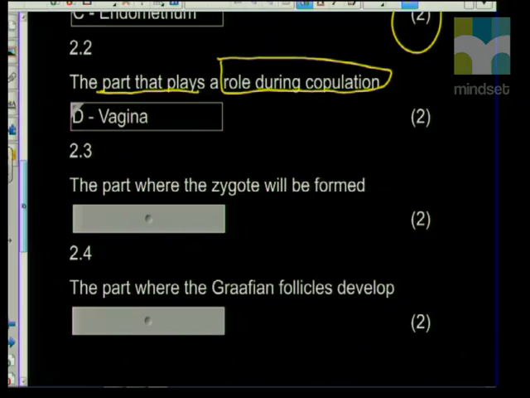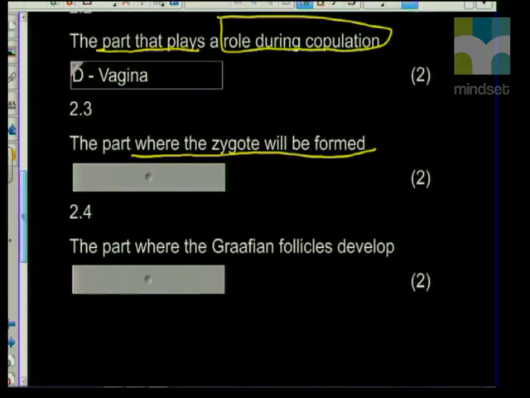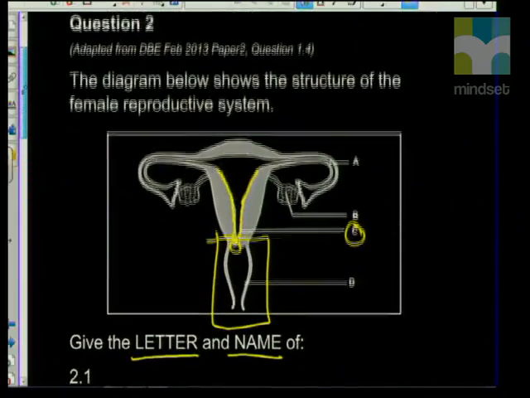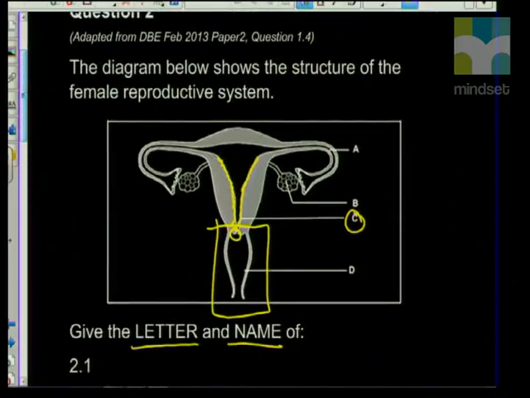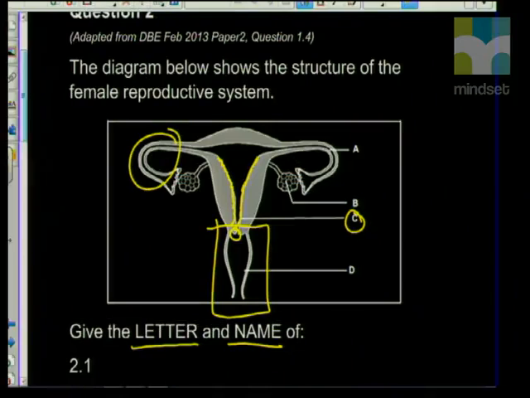Next one. What part will the zygote be formed? It's very, very simple. Up here, where is it formed? Simple thing. Where will it form? I want you to think of it carefully. Got it? Okay, it's in the fallopian tubes. That is exactly right. And if it's in the fallopian tubes, what letter would it be? It will be A. Remember, that is where fertilization takes place.